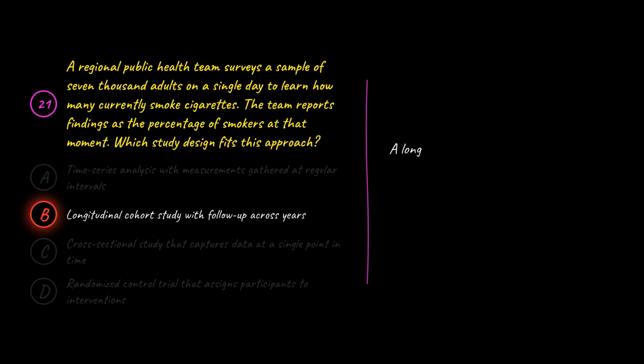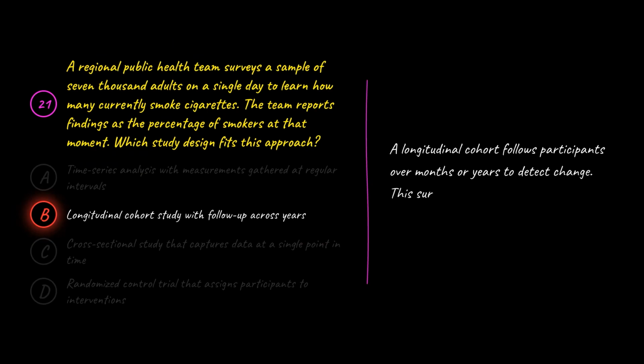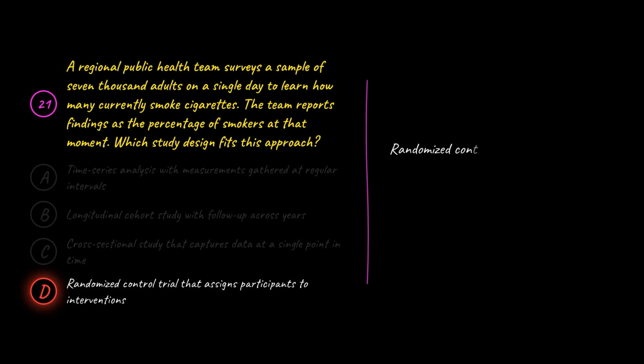B is wrong because a longitudinal cohort follows participants over months or years to detect change. The survey ends after 1 day, so it cannot follow trajectories. D is wrong because randomized controlled trials assign participants to interventions and observe outcomes. The survey does not assign any intervention.